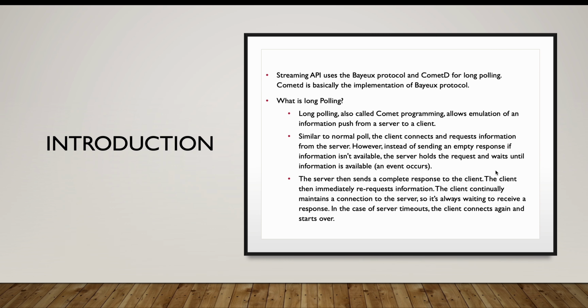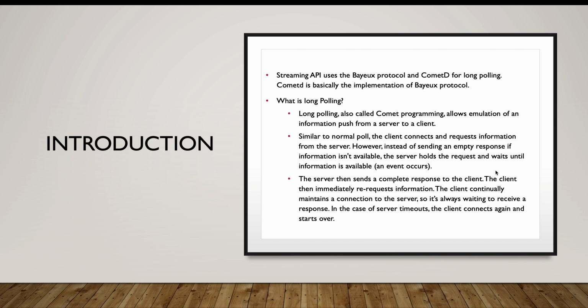Now, streaming API uses the Bayeux protocol and CometD for long polling. What is CometD? CometD is basically the implementation of the Bayeux protocol. So if you want to implement the Bayeux protocol, that is the publisher subscriber model, CometD is nothing but the implementation of that. So what is long polling?